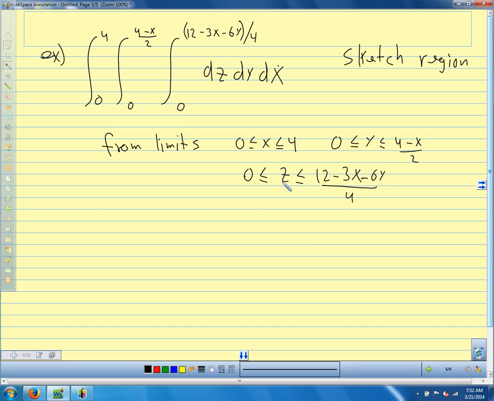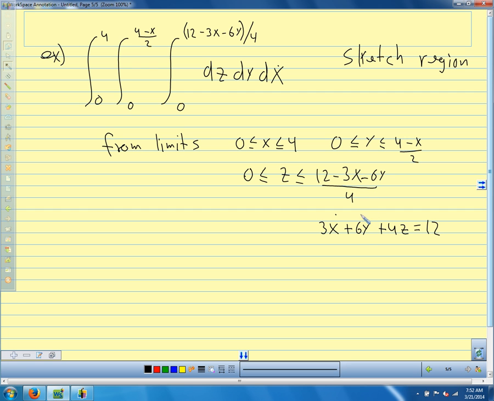So what kind of surface is z equals (12 minus 3x minus 6y) over 4? It's going to be a plane. We're linear in x, y, and z. I can rearrange this at our upper limit of integration and write it as our standard equation of a plane, 3x plus 6y plus 4z equals 12. So that would be our equation of our plane from the upper limit of integration.